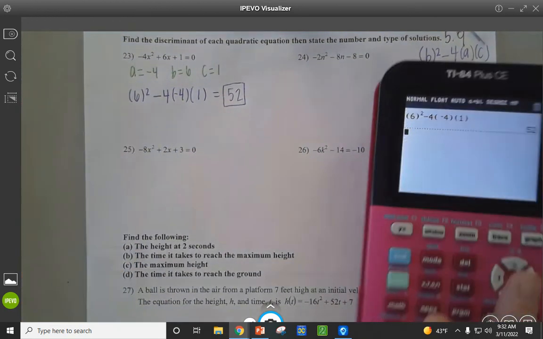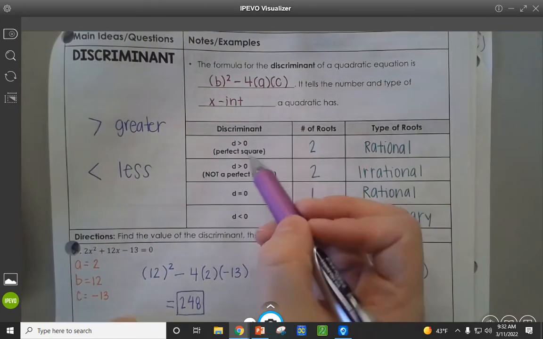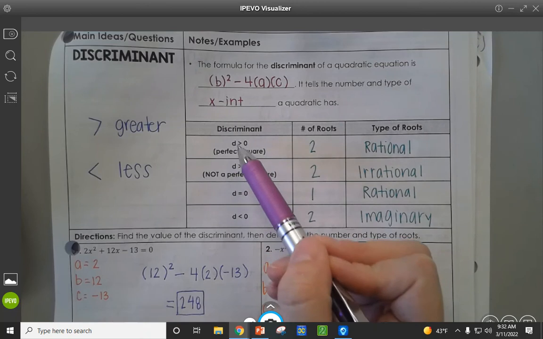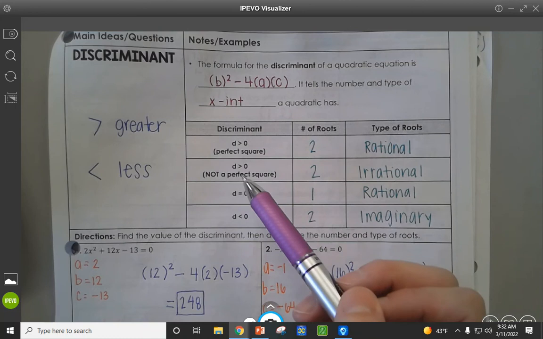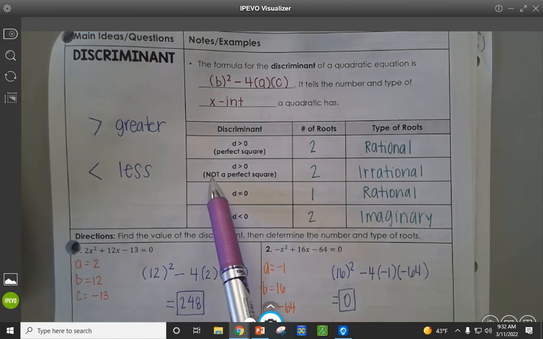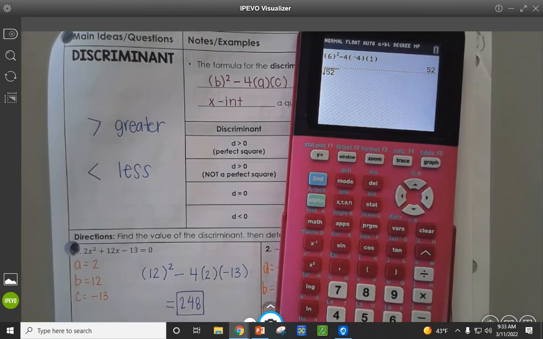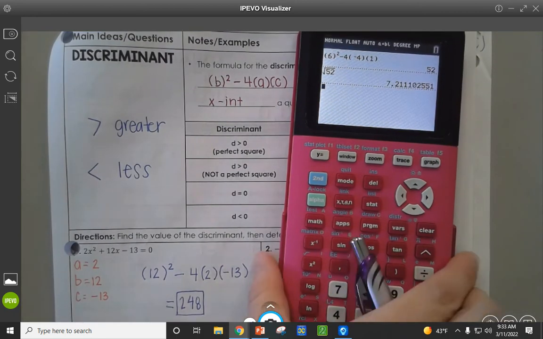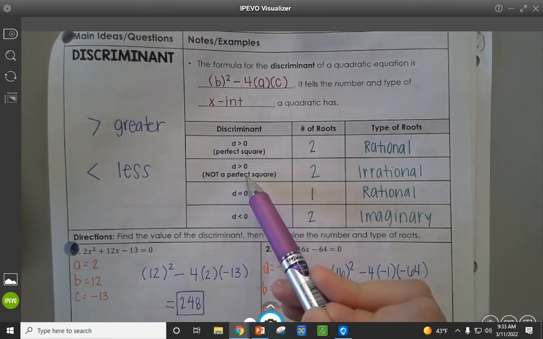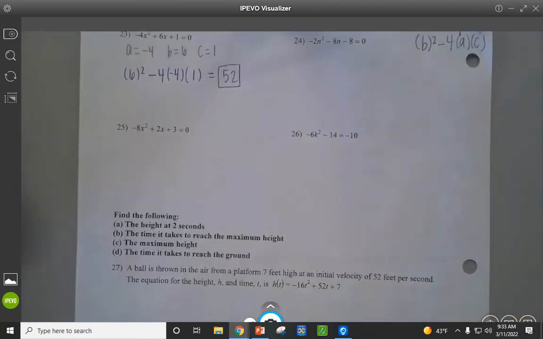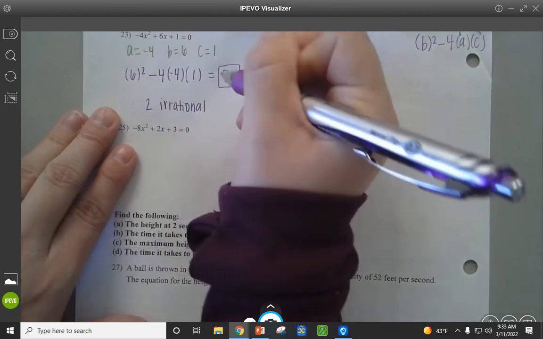Now, looking at the chart, the discriminant is a positive number. It's greater than 0. But is it a perfect square? No, 52 is not a perfect square. If you're not sure, take the square root of 52 and see if you get a whole number. And you don't. So it's greater than 0, not a perfect square. We have 2 irrational x-intercepts.